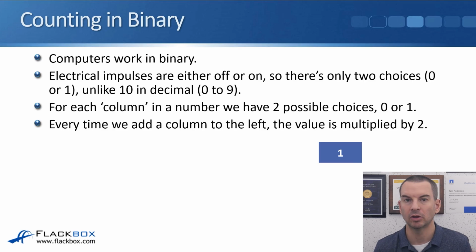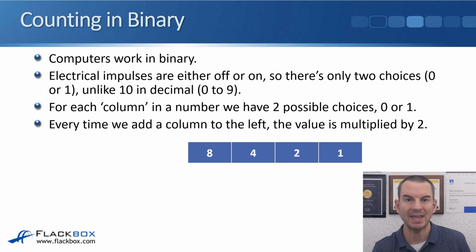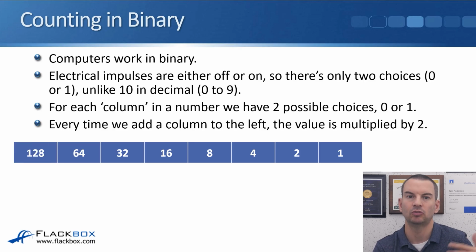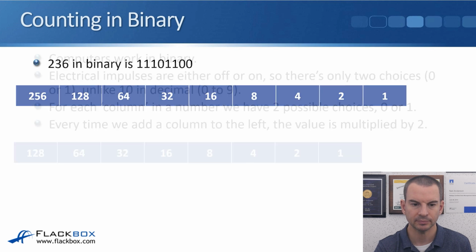So looking at the columns in binary now, again, we've got a 1 on the furthest right, the same as it was in decimal. Then we multiply that by 2, so the next is 2. Then we've got 4, then we've got 8. So we just keep multiplying by 2, just doubling it each time. Next would be 16, then 32, then 64, then 128, then 256, then 512, and so on.